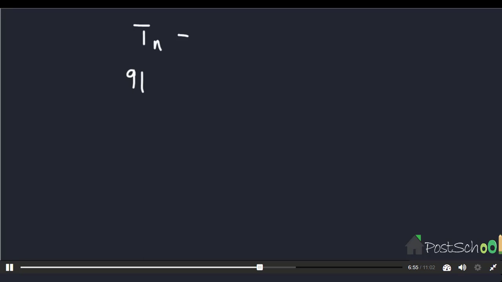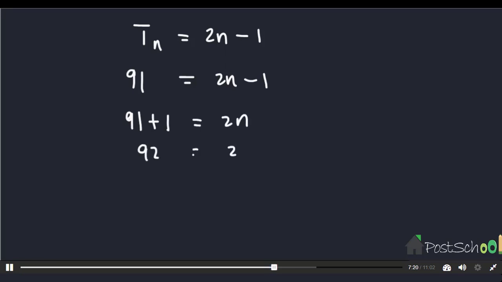So we have Tn equals 2n minus 1. We want to know which term, which means n, which term n has a value, that means Tn, of 91. So we just equated this like that, and we know we could solve this by just solving for n. So 91 plus 1 equals 2n. This is 92 equals 2n, and if we just divide by 2, we get that n equals 46.